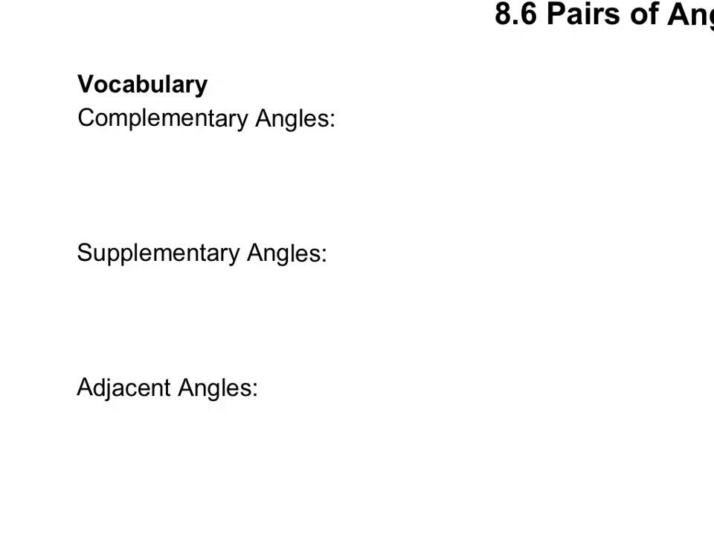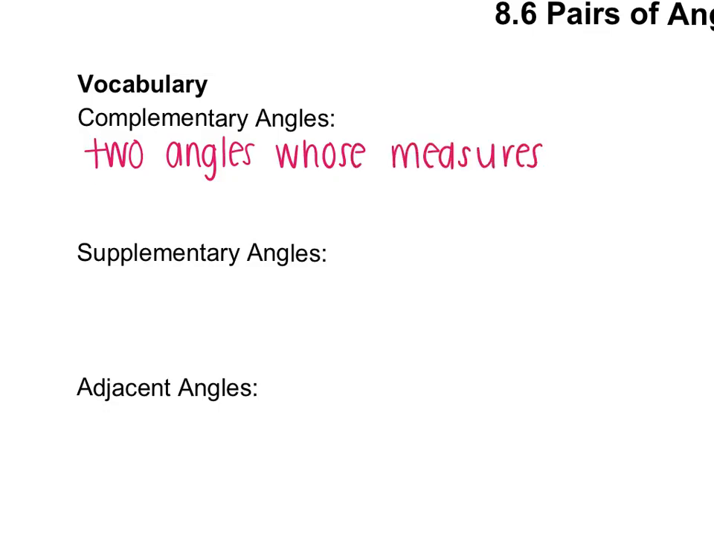So we have complementary angles. Complementary angles are 2 positive angles whose measures have a sum of 90. So if the angle measures add up to 90, those 2 angles are complementary. So complementary angles are 2 angles whose measures have a sum of 90. So if 2 angles add up to 90, then they're complementary.